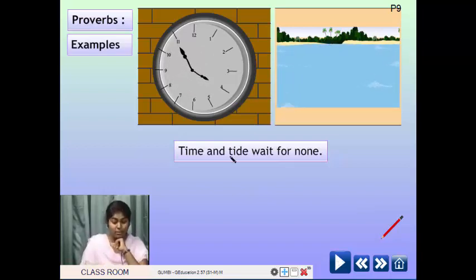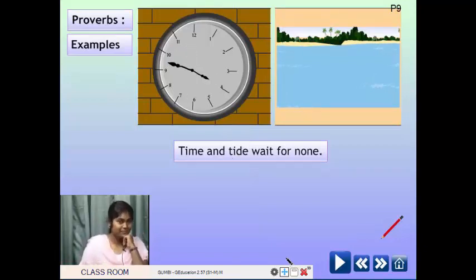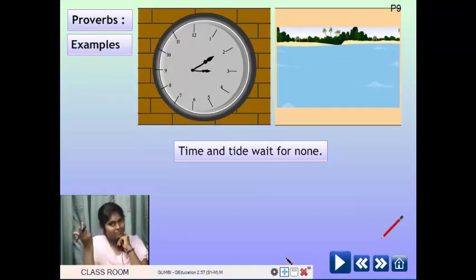Now, children, can you tell me what is tide here? What is the meaning of tide? Have you learnt in your social studies or science? High tide, low tide. Tide means waves. This is what you see in the sea, that is tide. So time and tide wait for none. We'll see the meaning later, students.